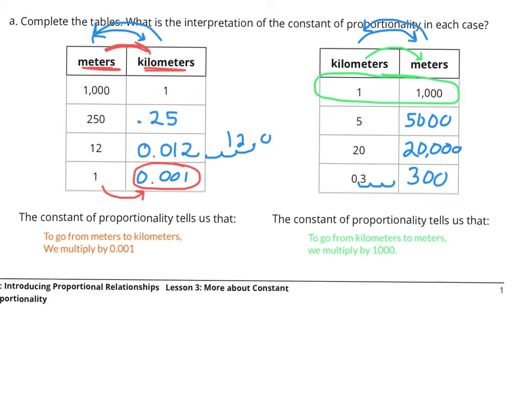So again, the big takeaway here is that finding the constant of proportionality is always where the 1 is in the left-hand column. The value in the right-hand column at that point is our constant of proportionality. And it tells us something specific to a given situation. So we don't just say it's what we multiply by. It's what we multiply by to go from something to something, or how many something per whatever.